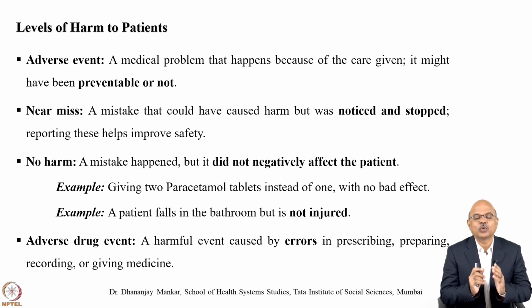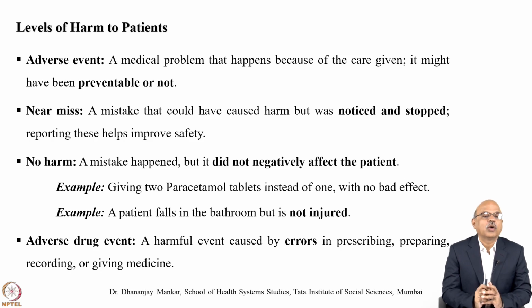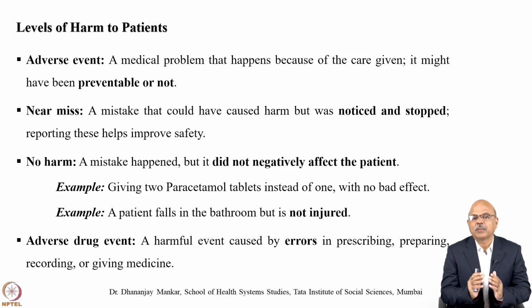The levels of harm to the patient. The level of harm can be an adverse event, a medical problem that happens because of the care given. It might have been preventable or not. The second is a near miss event, a mistake that could have caused harm but was noticed and stopped. Reporting this helps improve patient safety, since it could have caused harm at that moment.